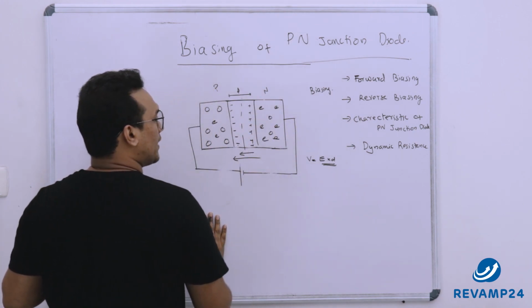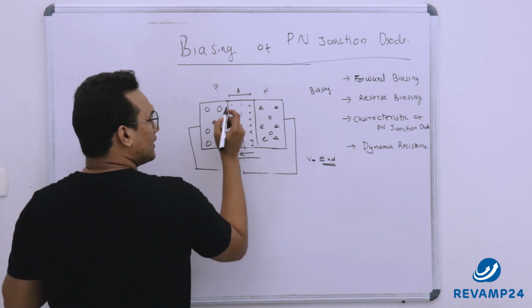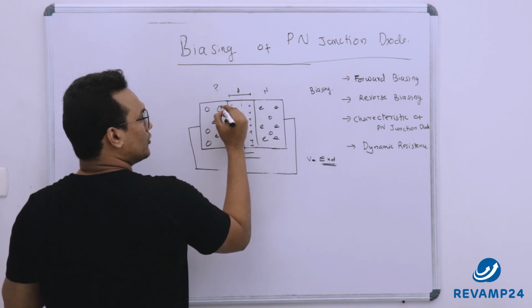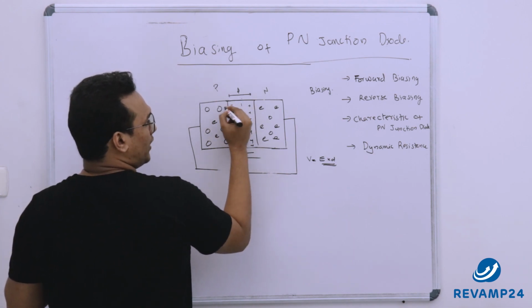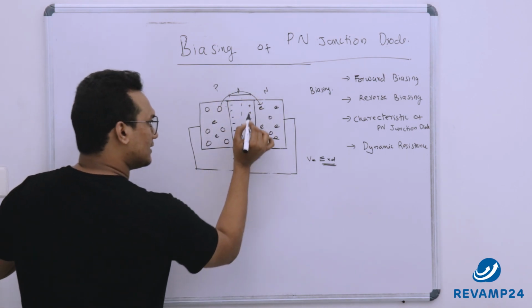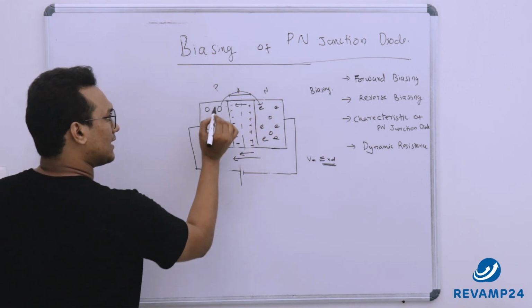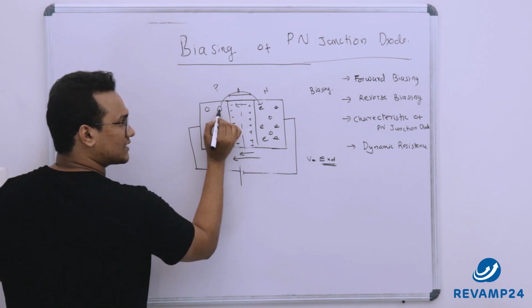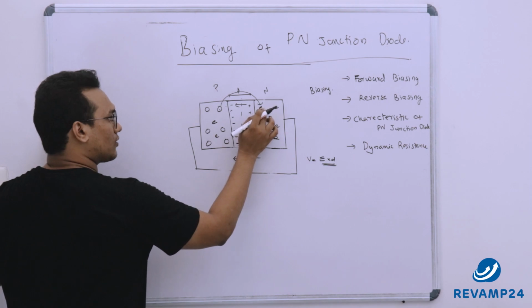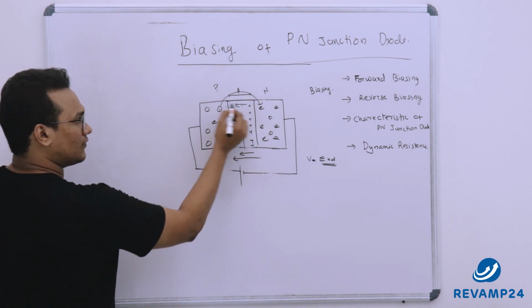Why are we calling it barrier potential? Once the depletion layer is formed, it stops further diffusion. Why? The holes cannot go and combine with the electrons, because the electric field is in this direction, so it doesn't allow the positive charged hole to go in this direction, and it doesn't allow the negative charged electron to go in this direction. This is the direction of the electric field, right?